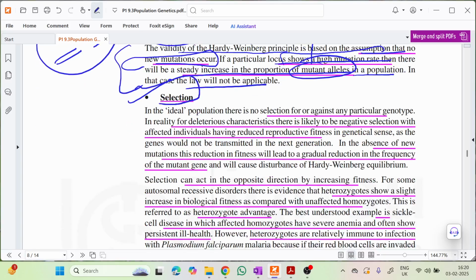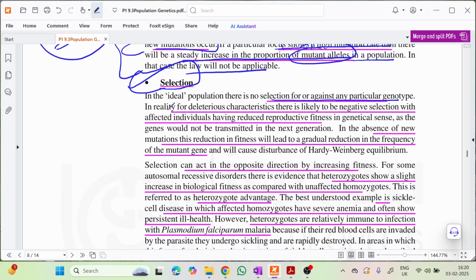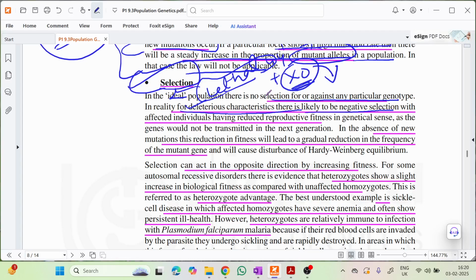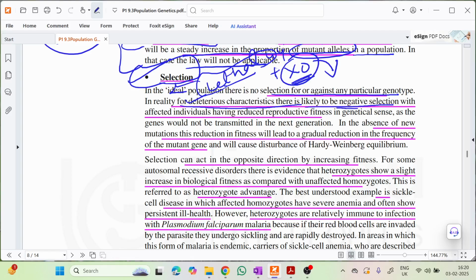Then selection. So in ideal population, there will be no selection for or against any particular genotype. But in reality, for deleterious characteristic, there are likely to be negative selection. Deleterious means lethal genes. जैसे अभी आपको बताया टर्नर सिंड्रोम 44 प्लस एक्स एंड वाई. अब इस सिचुएशन में the population, it is not going to carry this mutation or carry this disorder. So what happens? Nature generally eliminates such genetic frequencies. So this is what is meant by negative selection.